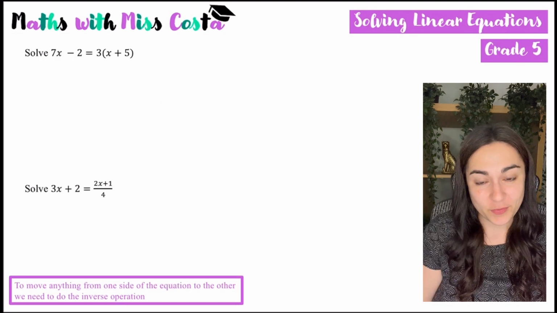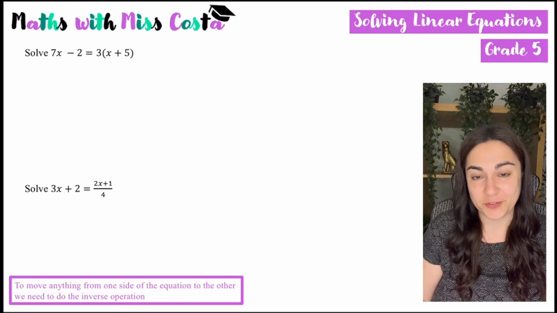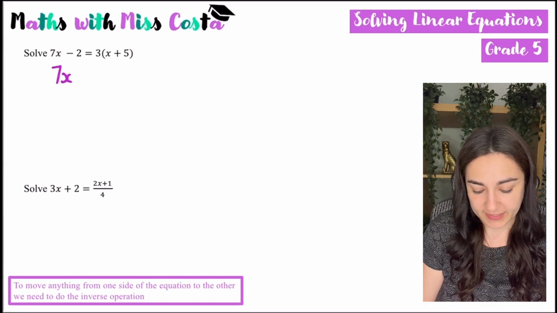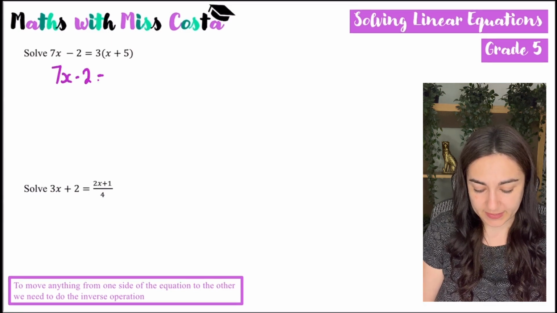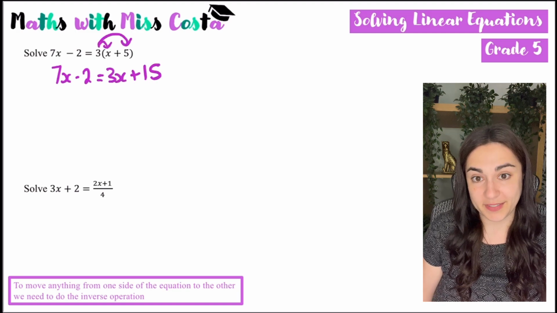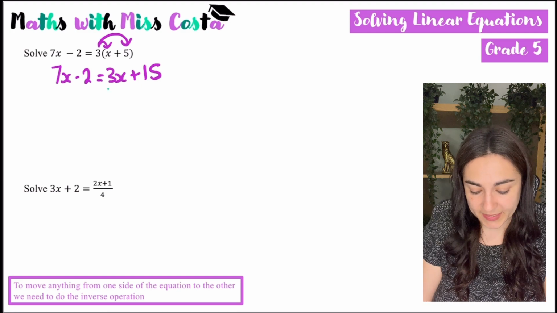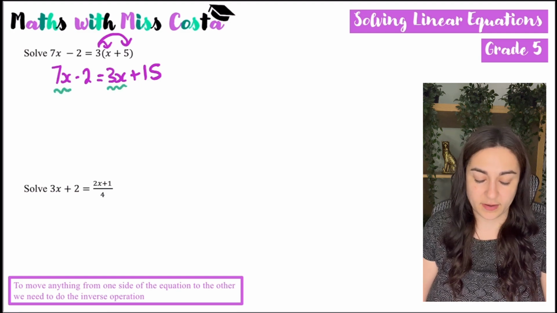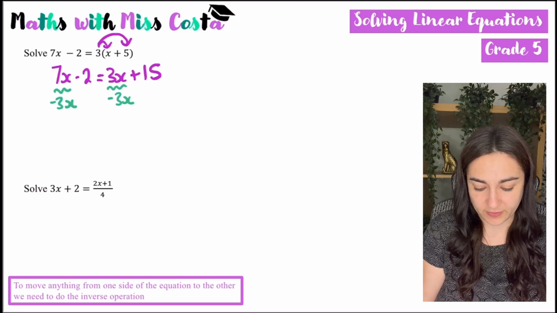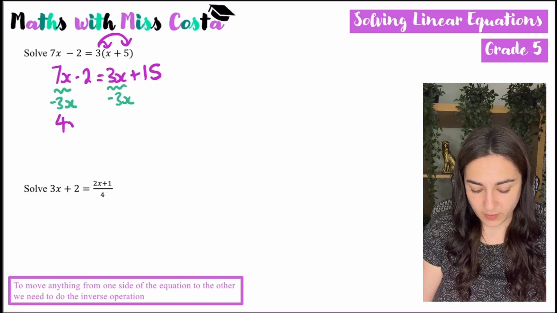Okay, so some solving of linear equations. These are a little bit trickier because they've got brackets. So let's have a look at what's going on. So 7x take away 2 must be equal to 3x plus 15. Now I've got x on both sides of the equation. So what I want to do is subtract the smaller value of x. So I'm going to take 3x from both sides of the equation. So I'm left with 4x take 2 must equal 15.